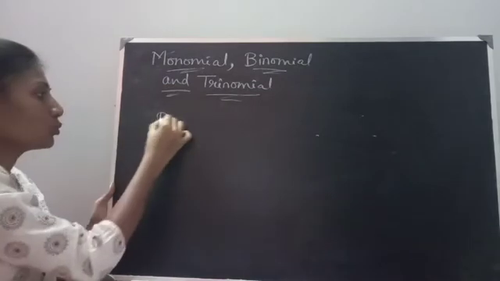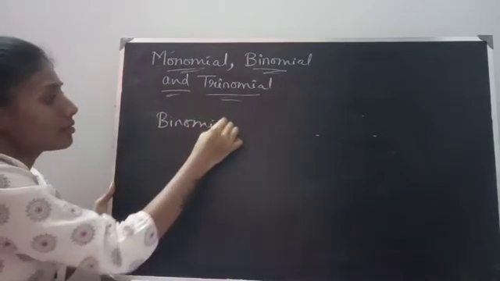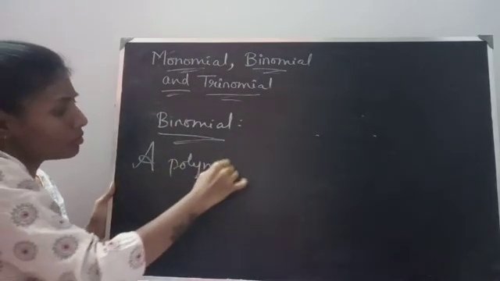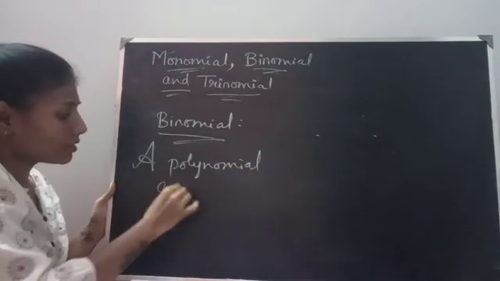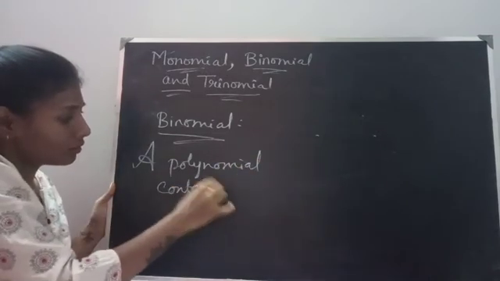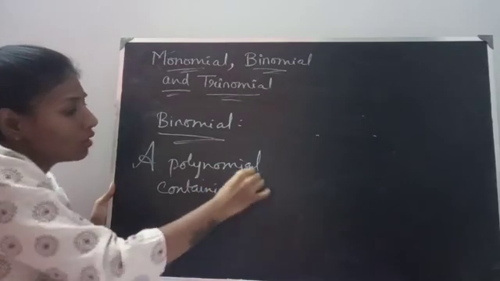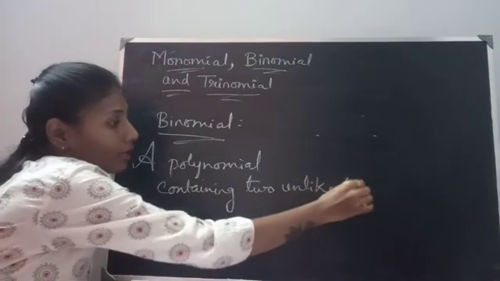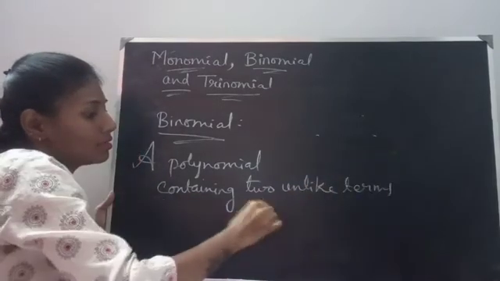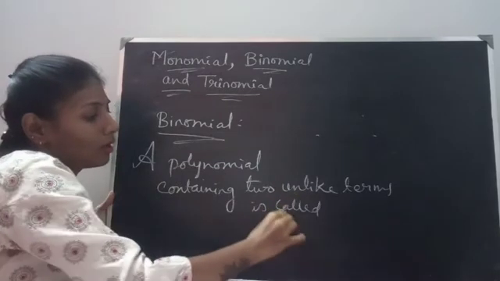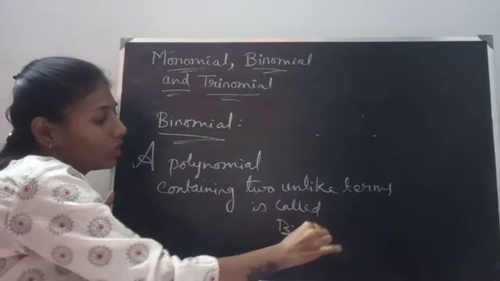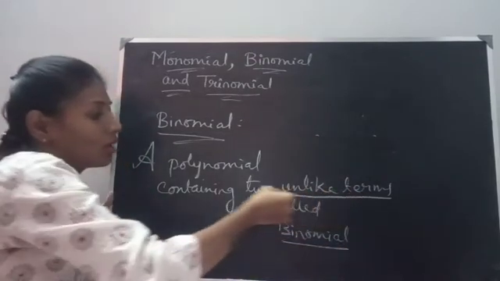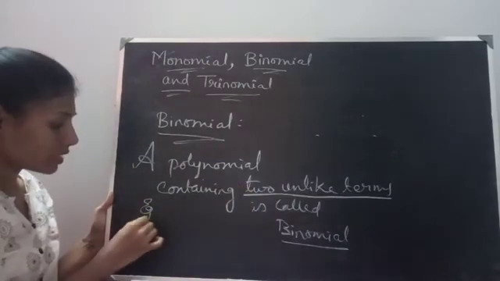Bi means two. Binomial. A polynomial containing two unlike terms is called binomial. Two unlike terms. Example.